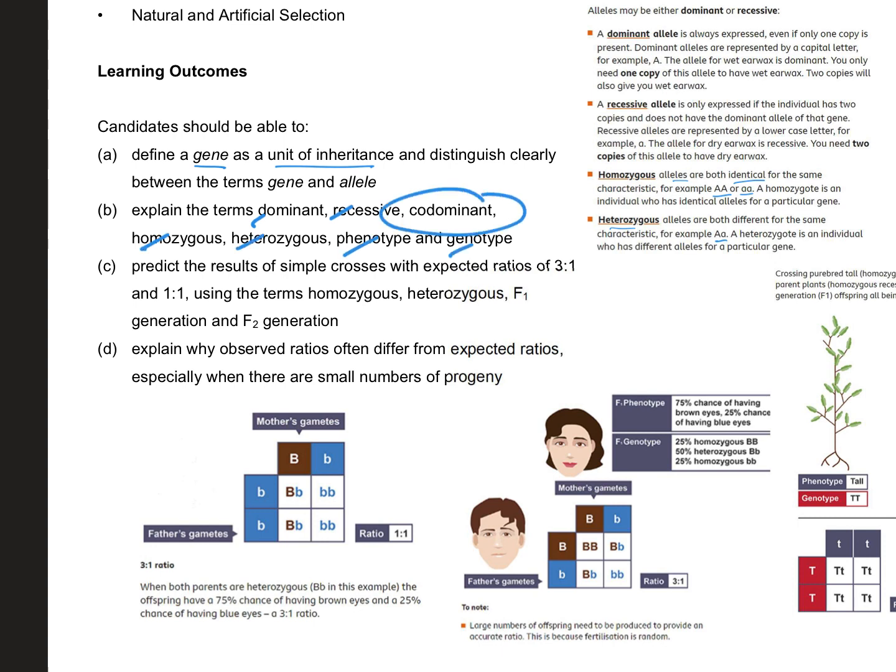Now for codominant or codominance, it is the expression of both alleles equally. So for example, I have a big B allele that codes for red color and a small b allele that codes for white color. Because both express their trait equally, both alleles are codominant to each other, and I will have red with white spots.